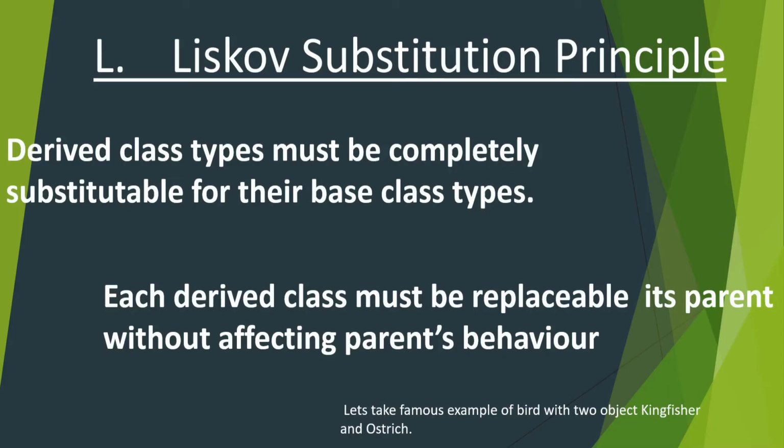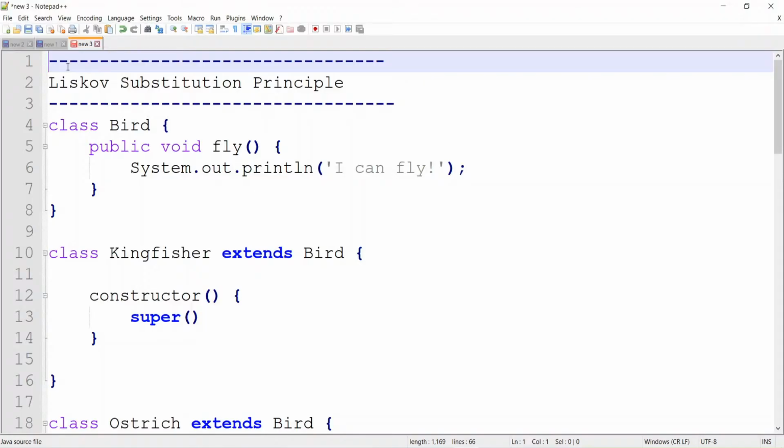So here we will take a famous example of birds with two objects called kingfisher and ostrich. This is a very famous example generally given by the authors or by the teacher while explaining the Liskov substitution principle. So let's see and take the example. You created a class Bird, and inside that Bird class you created one public method, and you just print out, I can fly. So the Bird class has a fly method which can fly.